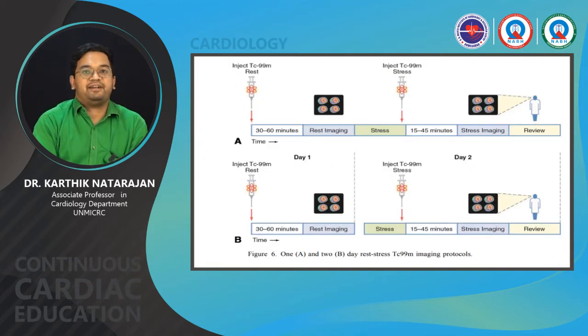So this is the protocol that we generally use. You can either go for a 1 day or 2 day protocol, rest stress or stress rest. So if you are going for a rest stress protocol, you inject technetium at rest, wait for 30 to 60 minutes, go for a rest imaging, then go for a stress, which can be either a pharmacological stress or exercise stress, again inject technetium, wait for 30 to 45 minutes again and then go for stress imaging. So you can do it over 1 day or over 2 days.